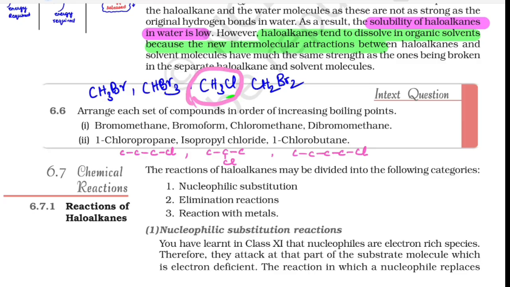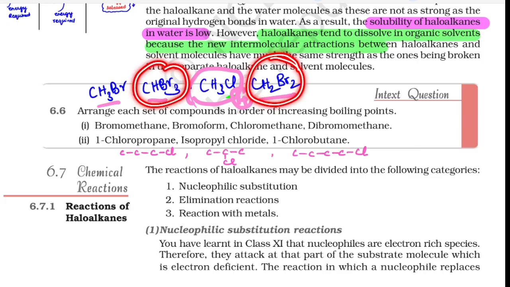Chlorine is present, and in all this bromine will be present. So chlorine has less mass when compared to bromine. So therefore this will be position number 4, with less boiling point. So let us compare these three now.